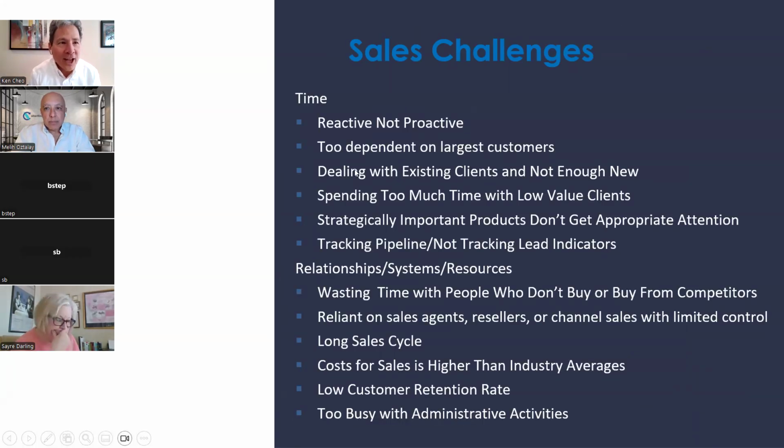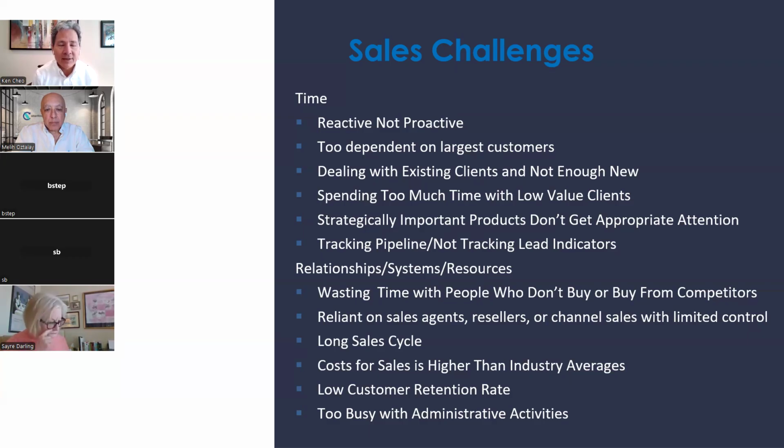What I tell clients is a salesperson's two greatest assets are their time and their relationships. The tools, resources and systems we're going to be talking about are really designed to help salespeople be more efficient with their time, to develop better relationships, and to know who to spend their time with.